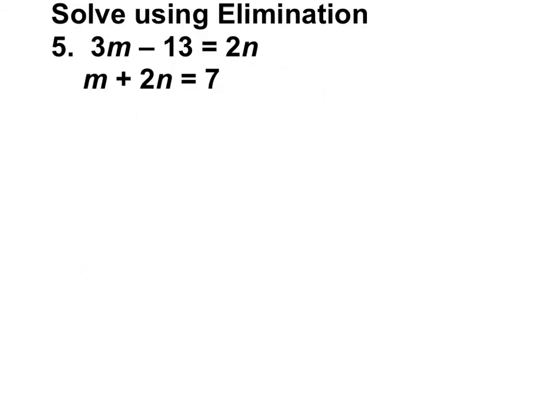Couple problems say solve using elimination. This is where we line up the variables and then we add or subtract. Sometimes we have to multiply first. So we want to line them up. So notice how these m's are right on top of each other. That's good. But look at the next set.